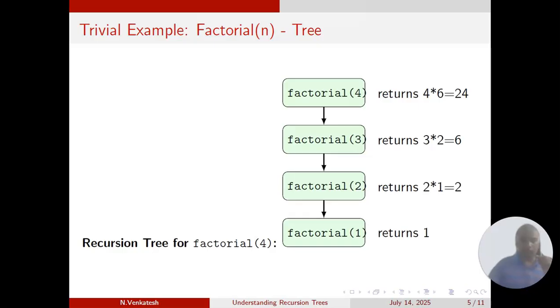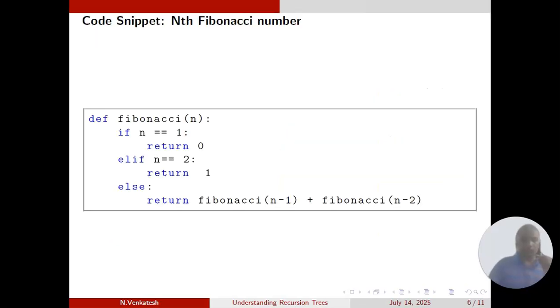So let us consider another example, that is finding the nth Fibonacci number. In this sequence, the first number is 0 and the second number is 1. All the subsequent numbers are the sum of the previous two numbers. So Fibonacci of n is Fibonacci of n minus 1 plus Fibonacci of n minus 2.